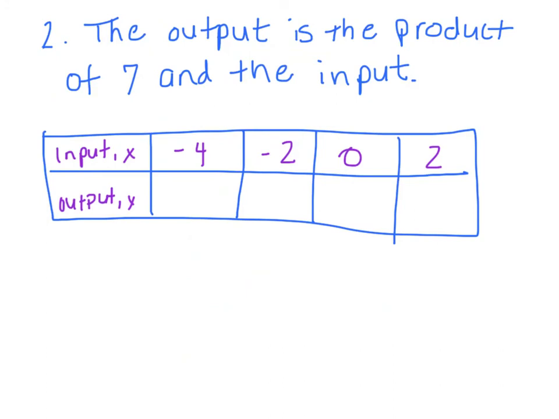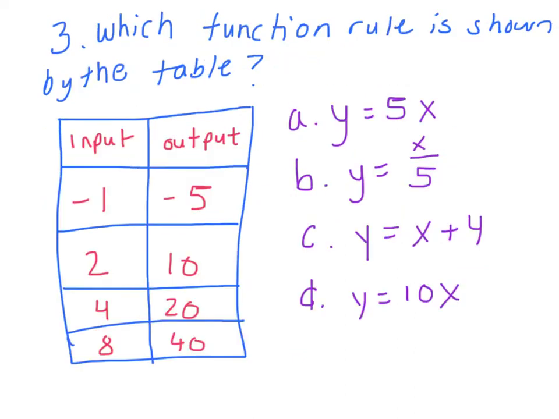For number 2, you have the same directions. The output is the product of 7 and the input. So write the equation and then complete the table. Number 3, which function rule is shown by the table? So now the input-output table is completed for you, but you need to tell me which function is being shown.